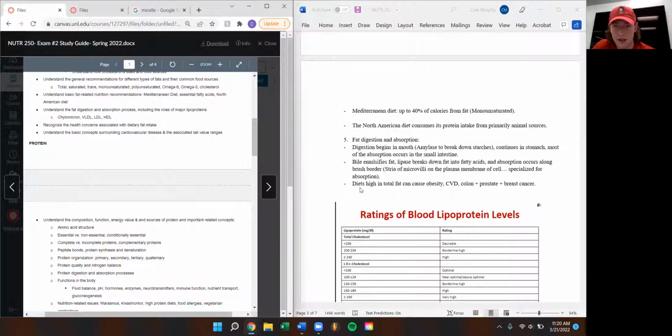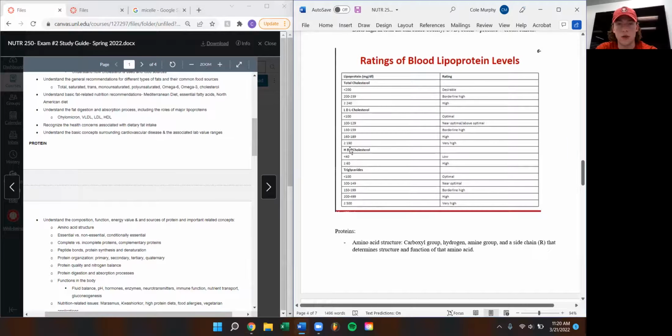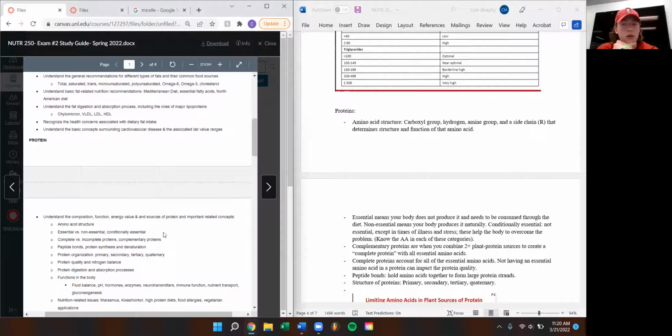And then let's see here, diets high in total fat can cause obesity, cardiovascular disease, and colon, prostate, and breast cancer. So understanding how your consumption of certain types of fat or just total fat can impact your health. Understanding the impacts it has on your overall health. Again, the chart here, just understanding where the values are and how it's classified. So we'll move on to protein.